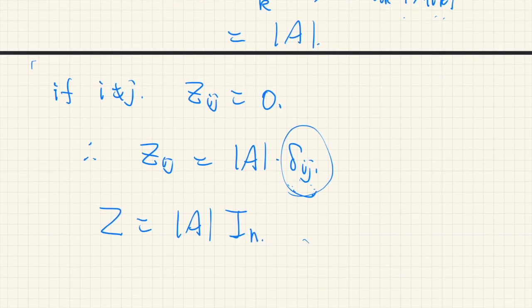Therefore, we have proved A times A star is equal to this. And you can also prove A star times A is equal to the determinant times the identity matrix in a similar manner, which we skip.